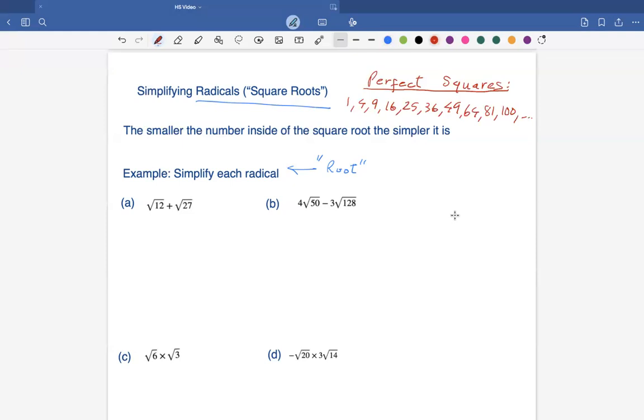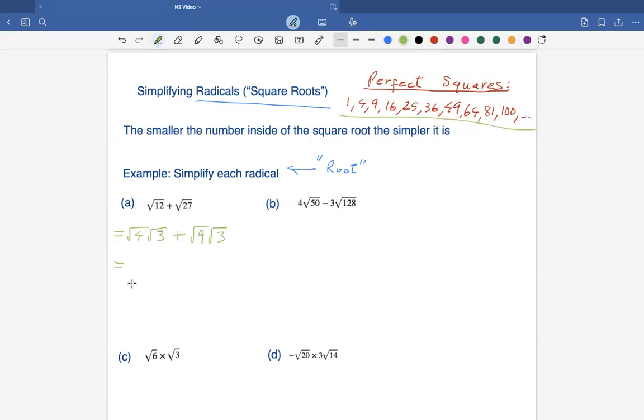So look at 12 and figure out which of these divides into 12. And of course, that would be a 4. So I'm going to break up the 12 into root 4 times root 3. 3 times 4 is 12. Do the same thing with 27. Look at this list and see what's the biggest number that divides into 27. And that would be a 9. So square root 9, square root 3.